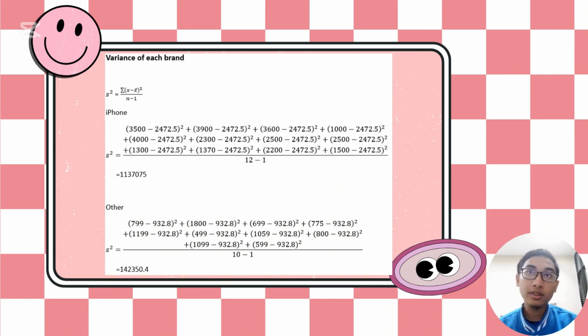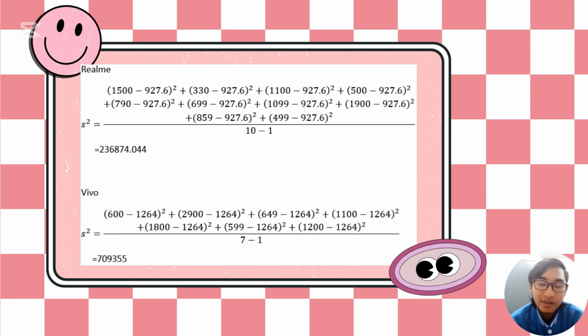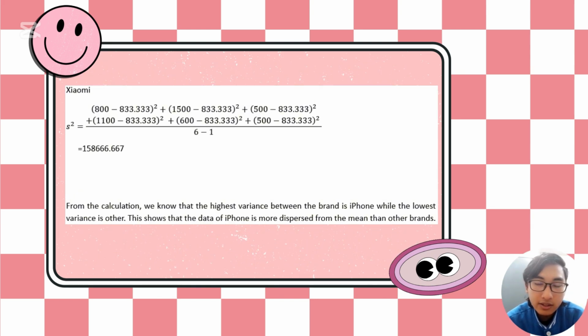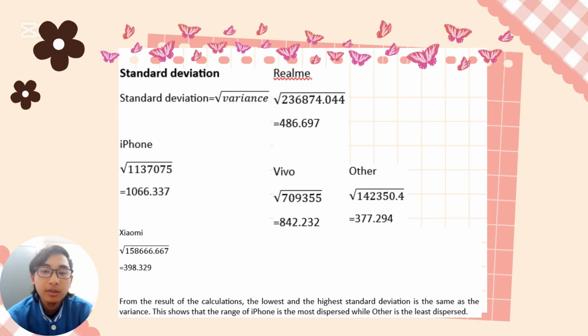After calculating the mean, we need to search for the variance of each brand, using the formula Σ(x minus x bar) squared, divided by n minus 1. So for iPhone, the variance we got is 1,137,075. For others, we got 1,423,500.4. For Realme, we got 236,874.044. For Vivo, we got 709,355. And lastly, Xiaomi, 158,666.67. From the calculation, we know that the highest variance between the brands is iPhone, while the lowest variance is others. This shows that the data of iPhone is more dispersed from the mean than the other brands. For standard deviation, we just take the square root of the variance.